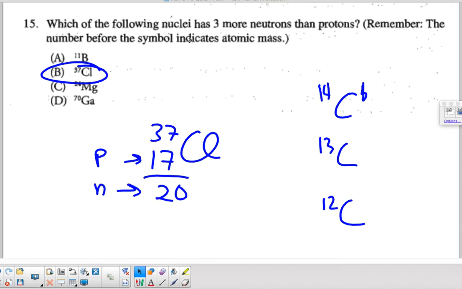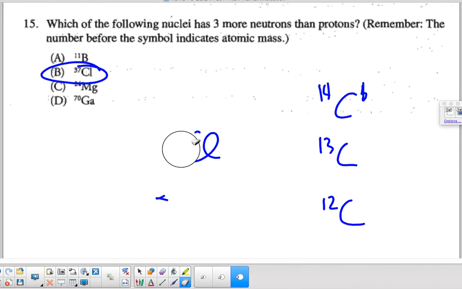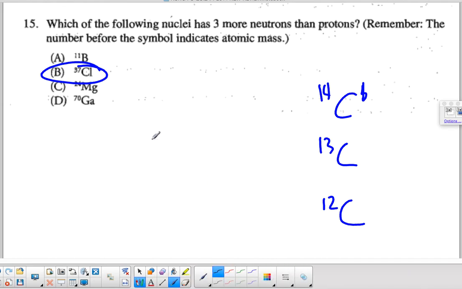Next one, which of the following nuclei has 3 more neutrons than protons? Well, remember when we're going through and doing these, the way it works is isotope notation. What you do is you typically list the symbol of an atom and the mass number, which means the number of protons and neutrons. Because remember, the upper number, we say all the mass of an atom is located in its nucleus. So like here, if you have boron, boron has a mass number of 11. That's all of its protons and its neutrons.